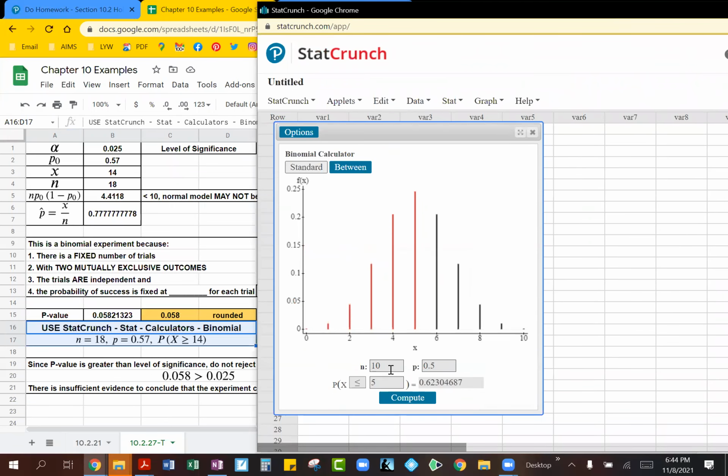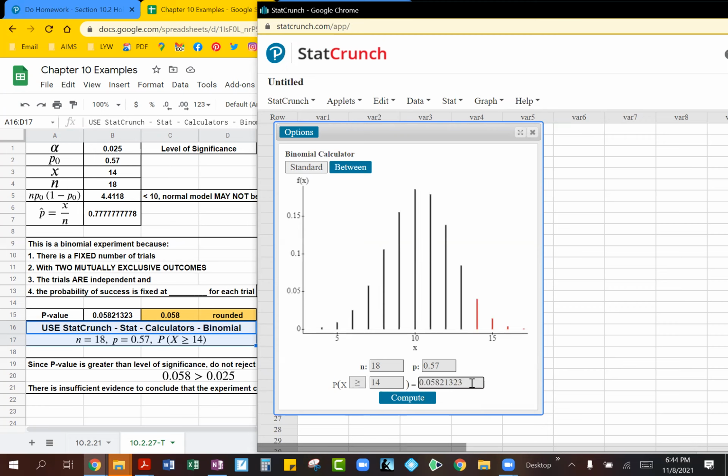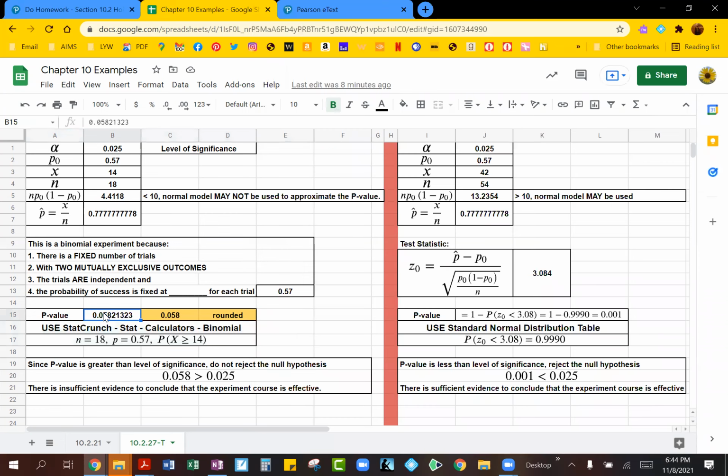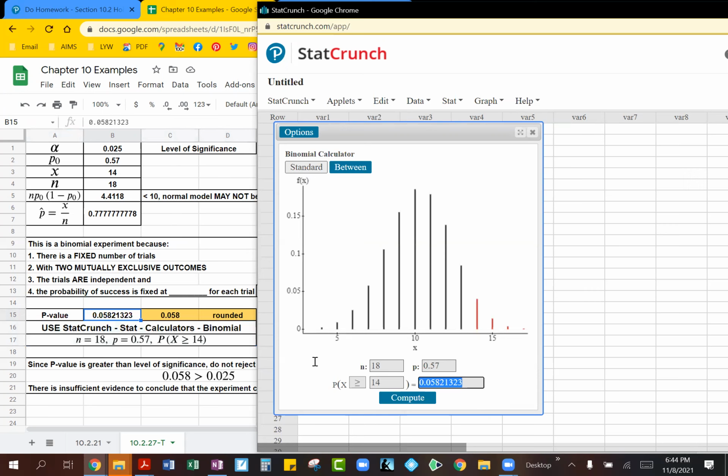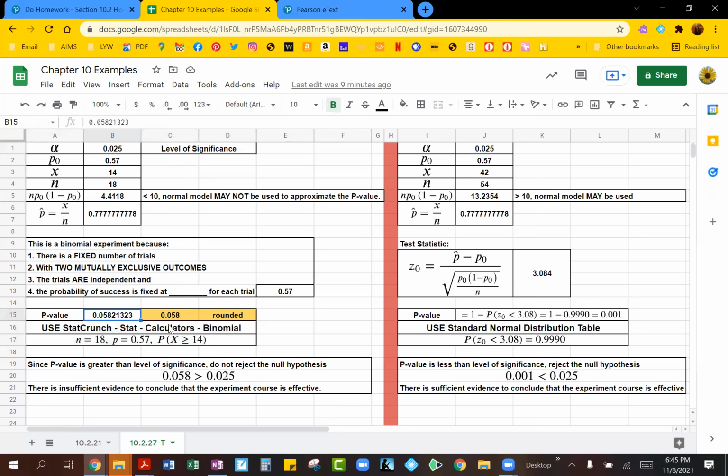Okay, so you will change your N value to 18, probability to 0.57. Of course, we'll need to change this number to 14 and then change your symbol to greater than or equal to. And when you click compute, you will see our number comes out to be the same as we had over here. 0.05821323. Our instructions are telling us to round this to 3 decimal places. And so you can see it came out to be 0.058.